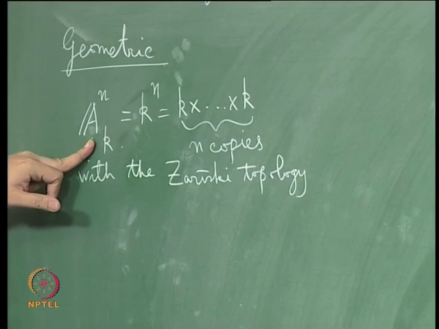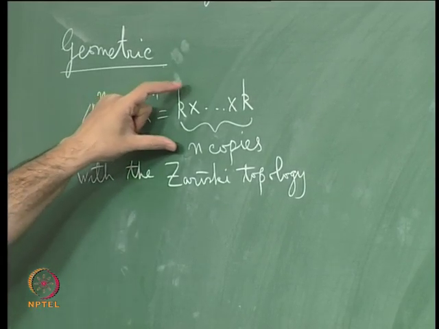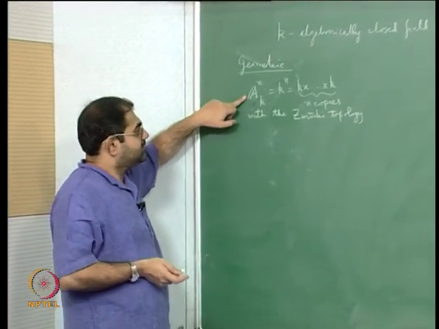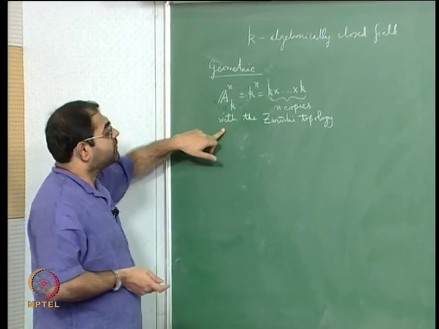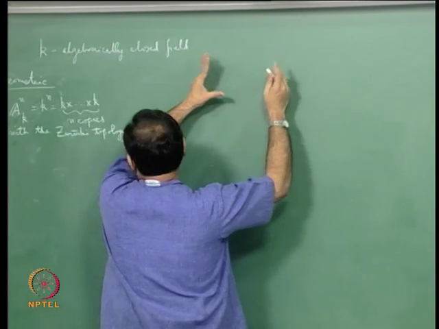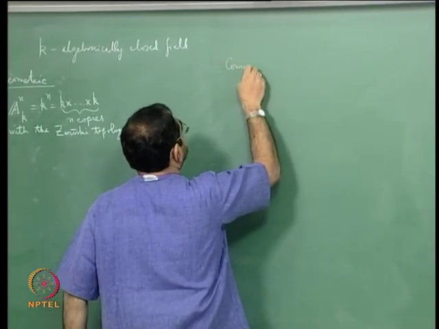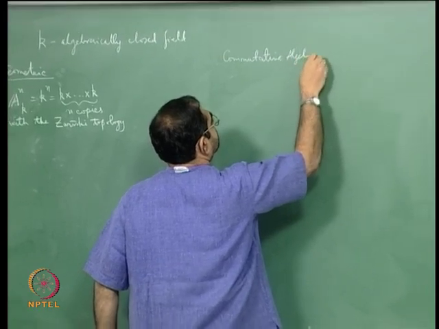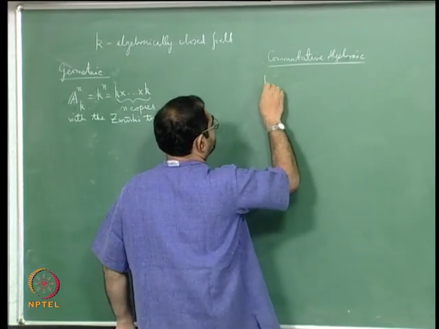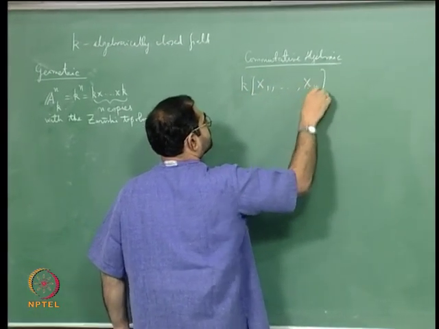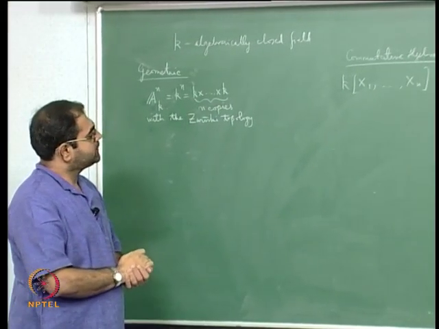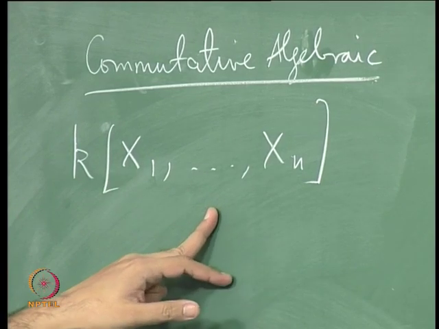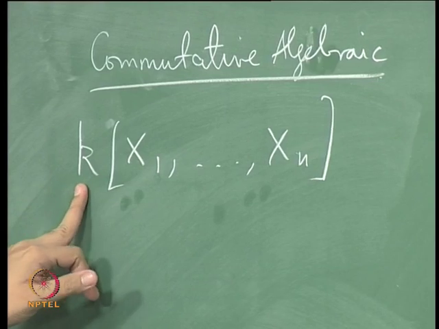But more importantly, what we have is not just a set; it's not just the Cartesian product, which consists of n-tuples of elements of K. There is the so-called Zariski topology. It comes from the commutative algebra side. This is the commutative algebra side. On this side, we have the polynomial ring in n variables over K. So x1 through xn are n indeterminates, or n variables, and these are polynomials in these n variables with coefficients coming from the field K.